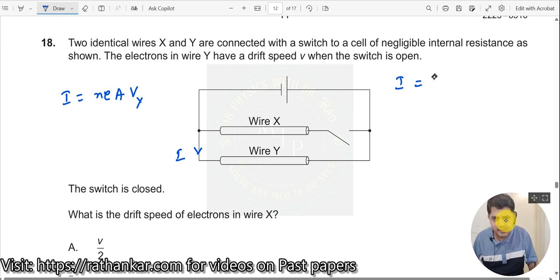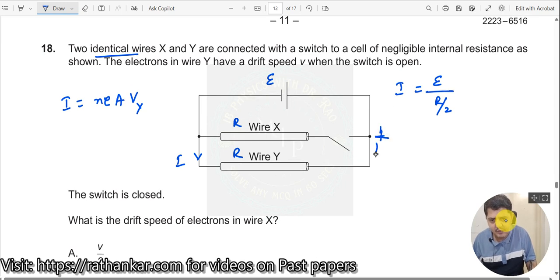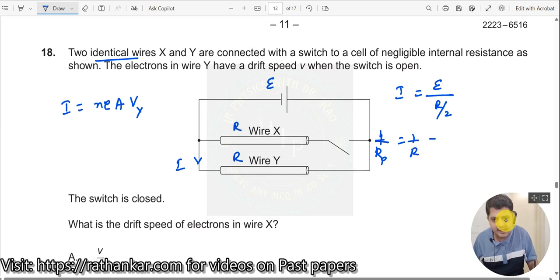So I can now write E divided by, if E is the EMF of the cell, and both are identical wires, if this has a resistance R, this will also have a resistance R. So the effective resistance would be R by 2. How do I know R by 2? The reason is because 1 by Rp is equal to 1 by R plus 1 by R. So this should be equal to 2 by R. So Rp should be equal to R by 2, right?